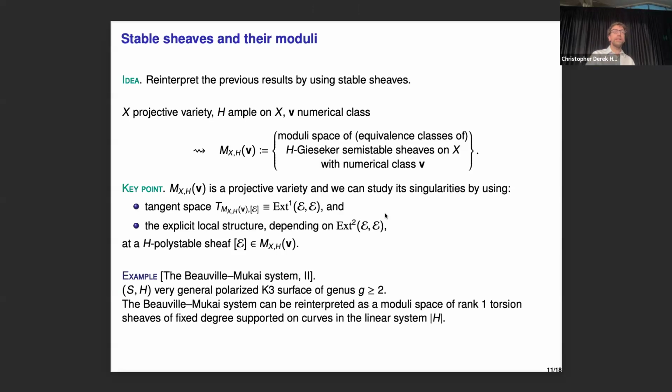And so by these two ingredients, it's somehow super, for example, to go back to the compactification. Let's go back to the Mukai system. I can reinterpret it globally as a moduli space of rank 1 torsion sheaves of fixed degree, let's say, supported on curves. And now the global geometry of the moduli space in this case is governed by the local geometry, is related to the Ext^1, but Ext^1 is easy to compute by Serre duality. Okay, and so it's easy to see that the compactification I get is smooth, at least for the very general.